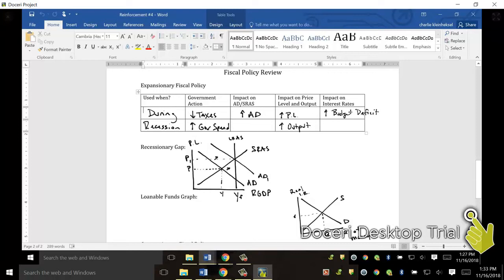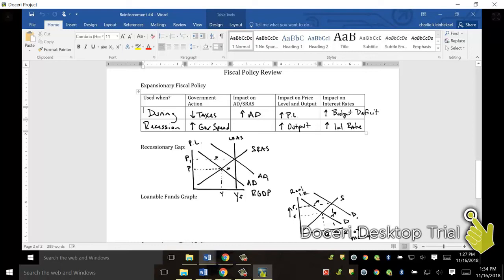So whenever you're asked about interest rates and fiscal policy, you are always going to use the loanable funds graph to determine that change. So I'm going to shift my demand for loanable funds to the right, showing that our government needs to borrow money because they have a budget deficit. And that's going to cause the real interest rate to increase. And so that's what I'm going to put on my chart. The increase in budget deficit forces our government to borrow. The increase in borrowing causes the interest rates in the economy to go up.